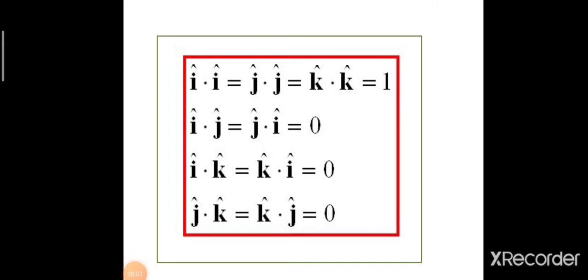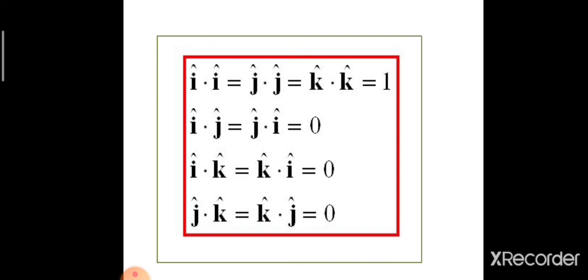From the definition of dot product or scalar product, unit vector I dot I will be equivalent to J dot J is equivalent to K dot K is equivalent to 1. It is because the angle between vector I and vector I, or vector J and vector J, or vector K and vector K is equivalent to 0 and cos 0 is equivalent to 1. And we are familiar with the fact that modulus of I is equivalent to modulus of J is equivalent to modulus of K is equivalent to 1.